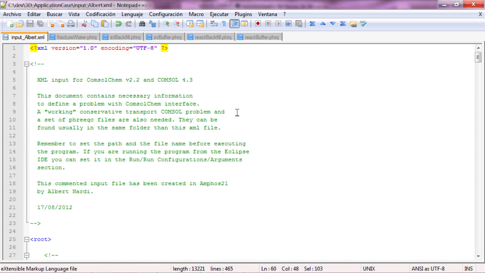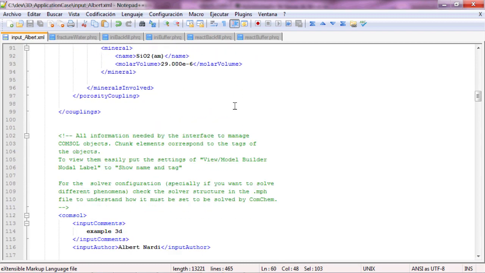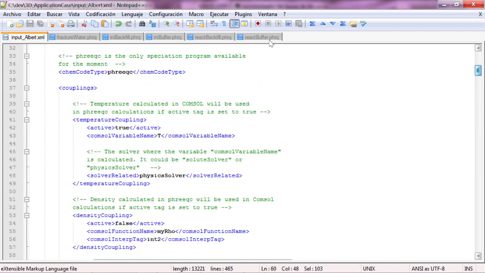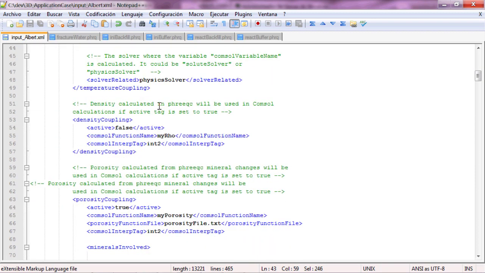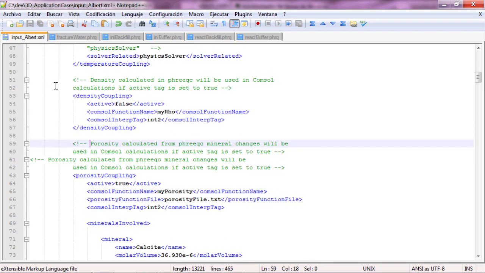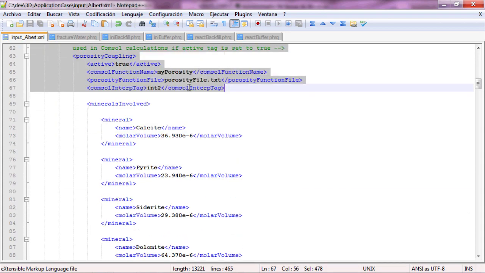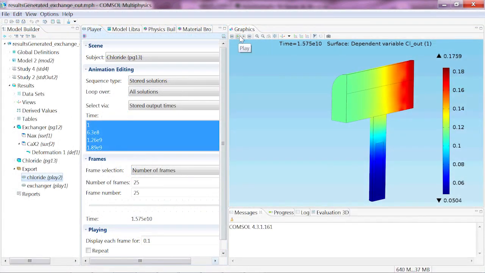This is how the interface input file looks. The important part is to understand that the PhreeqC files are linked to the COMSOL model here. This is also the place where the different couplings are configured. In this case, for example, PhreeqC uses the temperature calculated by COMSOL. On the other hand, COMSOL uses an updated porosity, which takes into account the amount of mineral dissolution or precipitation calculated by PhreeqC. Now, we are ready to run the program. Let's see how the results look.